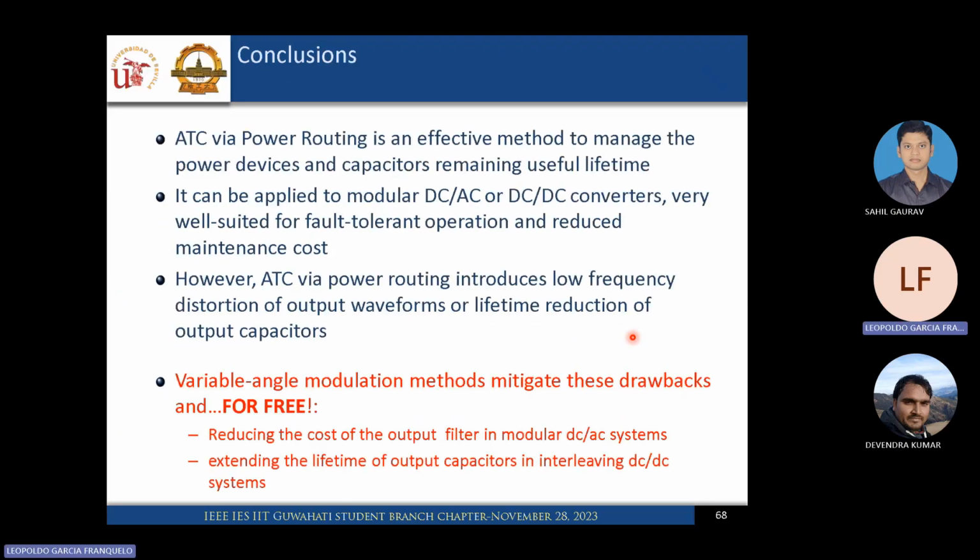Okay, conclusions. Well, as I explained, the ATC via power routing is a very effective method to manage the remaining useful lifetime of all the power devices and the capacitors involved in a converter. It can be applied, as we saw with only 2 examples, but you can find many other examples for both kinds of converters. It's very well suited for fault-tolerant operation. The goal is to reduce the maintenance cost. Of course, this introduces low frequency distortion and reduces the lifetime of the output capacitor, and distorts the output waveform. But fortunately, the variable angle modulation method mitigates this error for free, reducing the cost. This is very important.